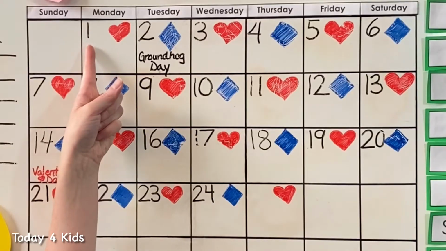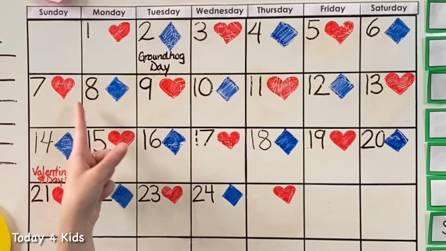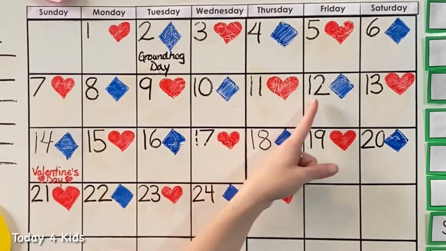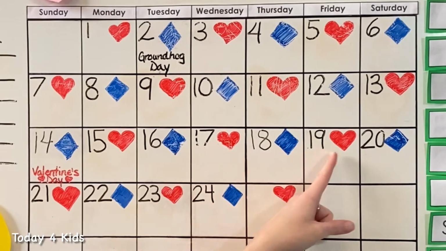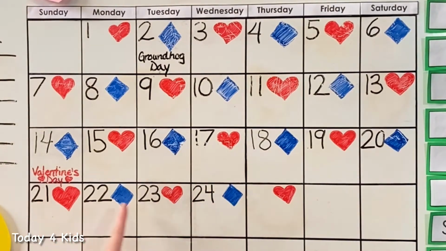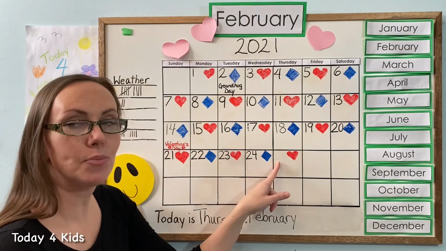Are you ready? 1, 2, 3, 4, 5, 6, 7, 8, 9, 10, 11, 12, 13, 14, 15, 16, 17, 18, 19, 20, 21, 22, 23, 24, 25. Did you guess 25? That is a really big number. Let's put it onto our calendar.